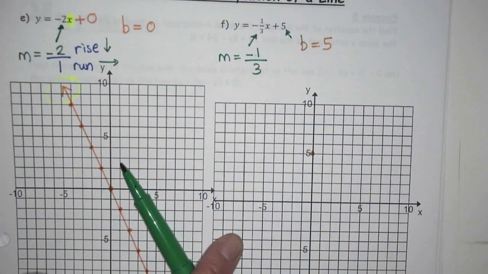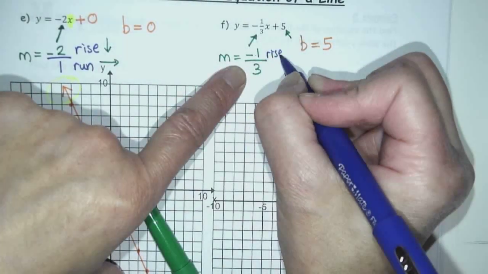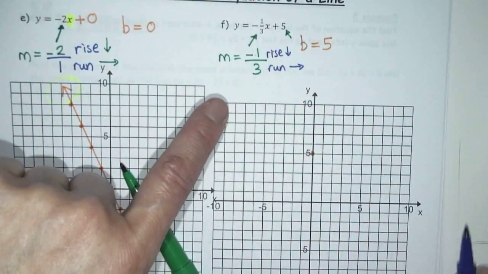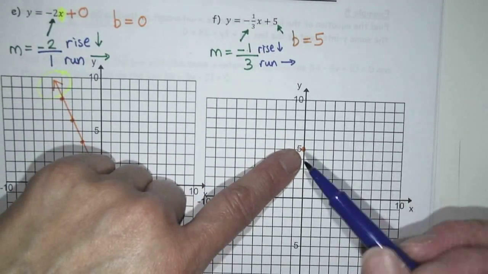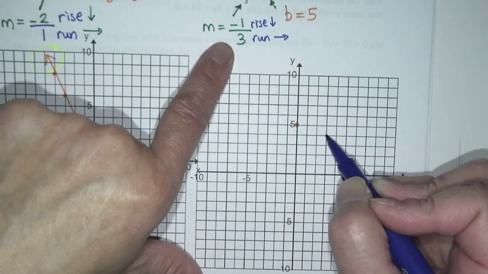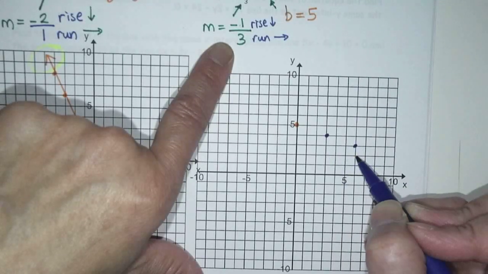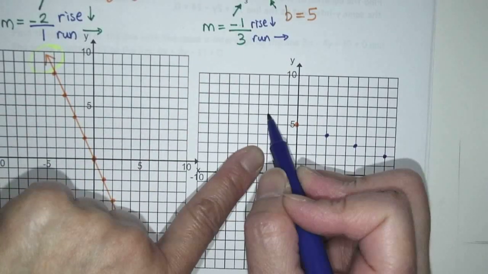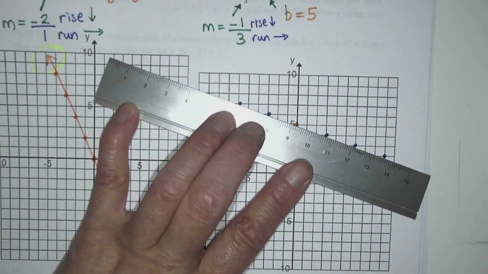So hopefully you're seeing this pattern now. Dot on 5. This is a rise of negative 1, so rise negative 1 means down 1. And my run is positive 3, so right 3. So from this 5, count 1 square down and run 3: 1, 2, 3. 1 square down, 1, 2, 3. And again, backwards, it would be back 3, up 1. So hopefully you can see the pattern now.